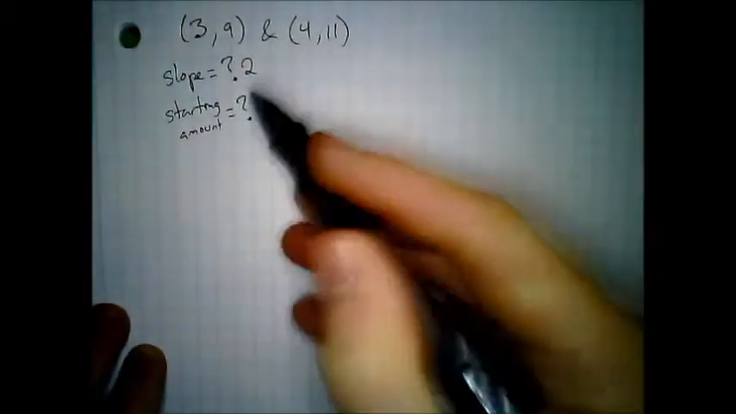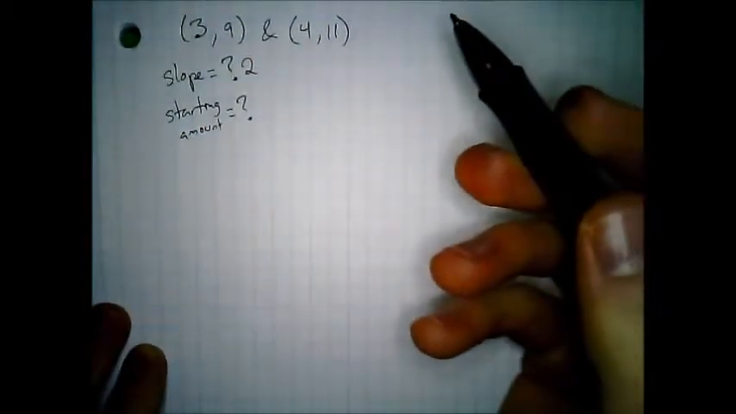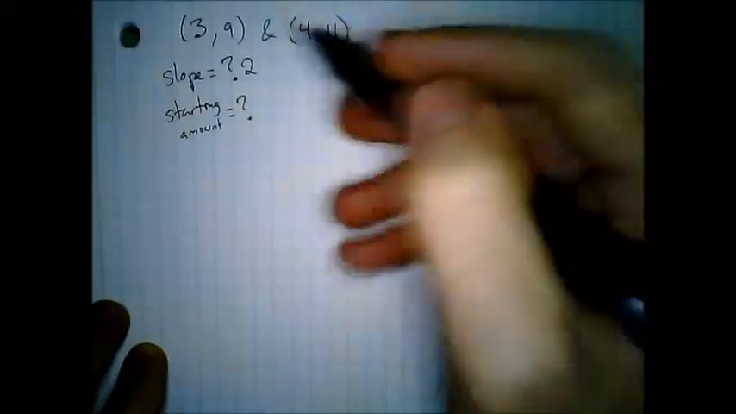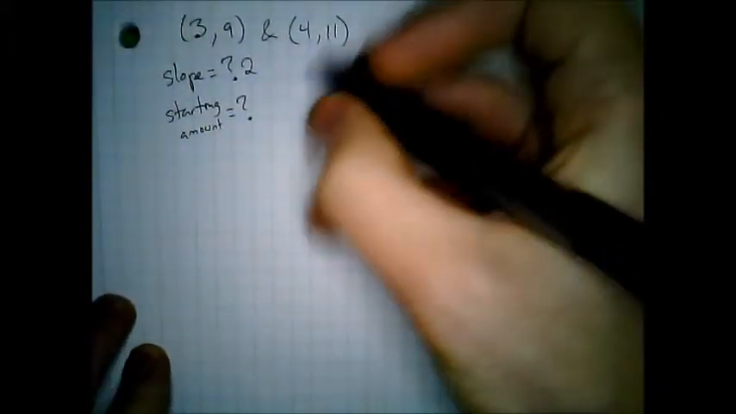So what's our starting amount? We need to use this slope now to figure out our starting amount in one of these points. I'm just going to choose the first point. It doesn't make a difference. We'll check with the other point to get in that good habit.